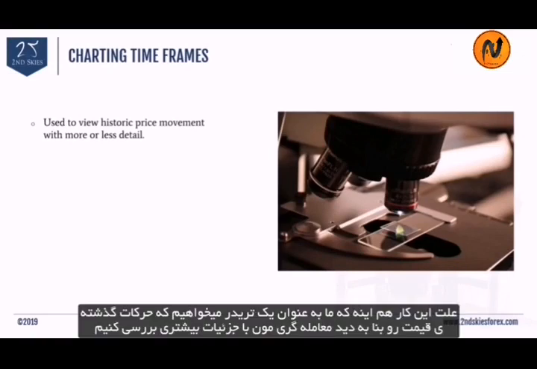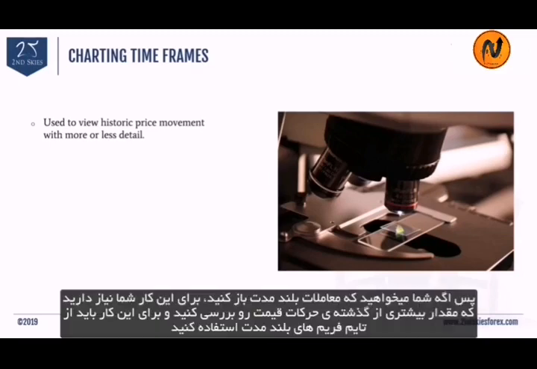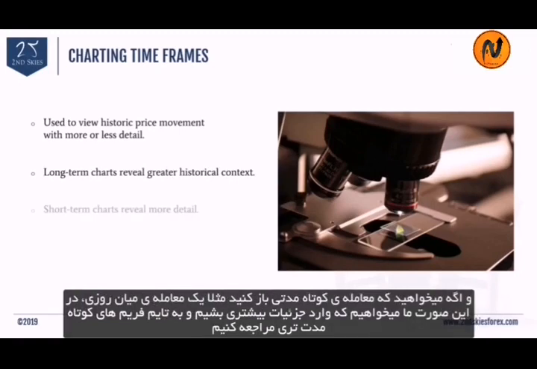And the reason for that is because we as traders, we want to be able to view historic price movement with more or less detail depending on our trading horizon. So if we want to place a long-term trade, we want to be able to see more historical context, and for this we use long-term charts. Whilst if we want to take a short-term trade, maybe an intraday trade, we want to be able to magnify the price action to reveal more detail short-term at the expense of the historical context, and vice versa.